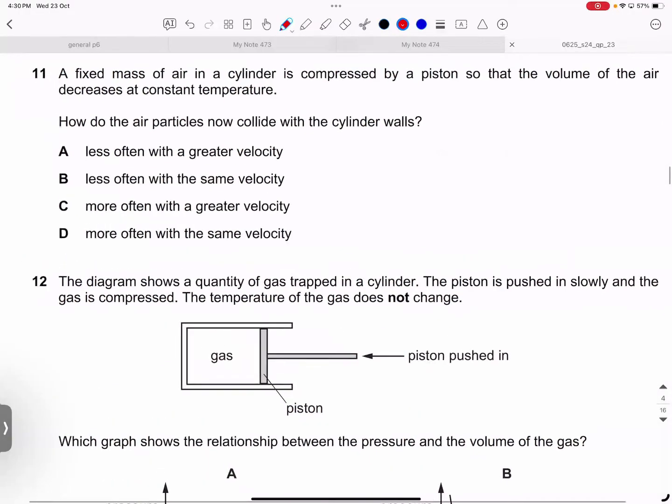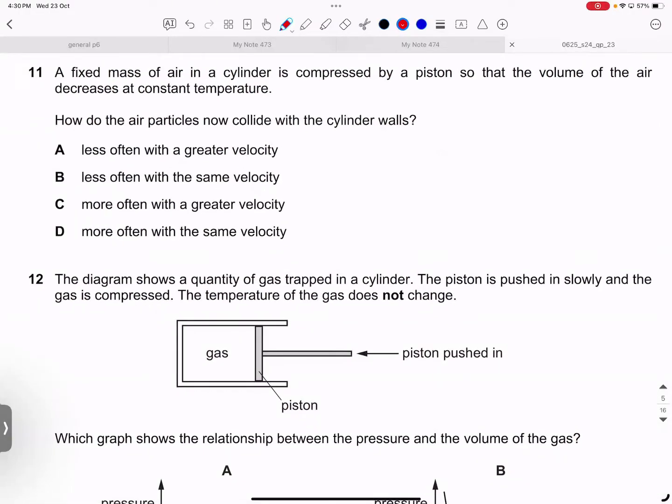Question number 11. A fixed mass of air in a cylinder is compressed by a piston so that the volume of the air decreases at constant temperature. This is a very important thing you have to keep in your mind. The temperature constant means neither the kinetic energy of the molecules will change, nor the speed of the molecules will change. Speed or kinetic energy only changes if the temperature changes. So keep this point in your mind.